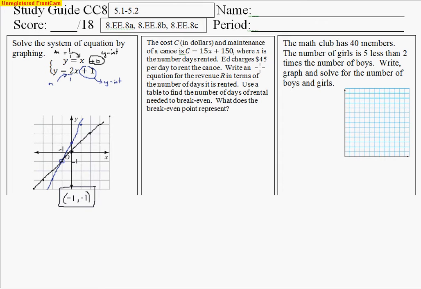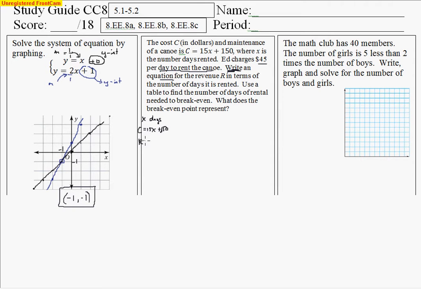Ed charges $45 per day to rent the canoe. And so we're supposed to write a revenue equation to start with. So there's our verb there. Before I get to that revenue equation, I'm going to start with x, and x is the number of days. Then I'll have a cost equation, and the cost equation is given to me, so it's 15x plus 150. So $150.